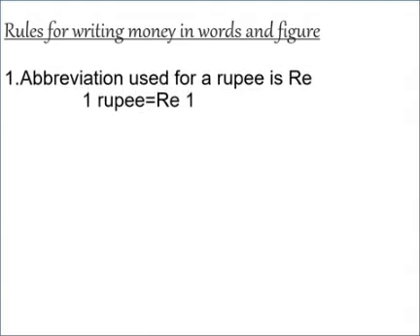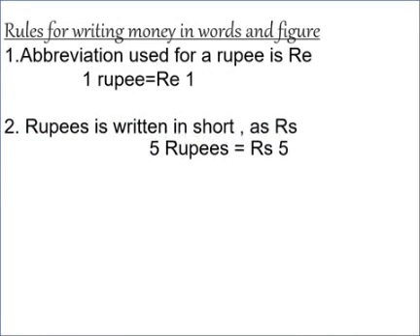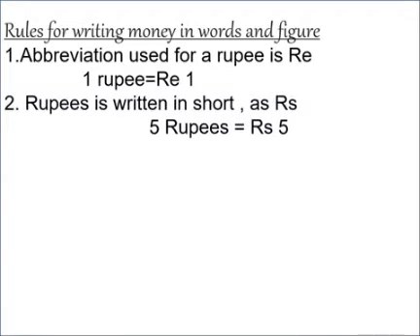Now let us learn the rules for writing money in words and in figures. The first step is you should know to write the abbreviation. That is, the abbreviation used for a rupee is Re. 1 rupee is equal to Re 1. The first letter should be a capital letter. R should be in capital letter.